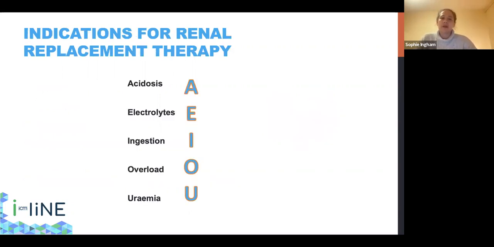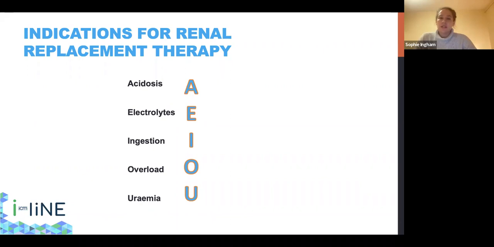So, indications for renal replacement therapy. There's a very useful and simple mnemonic called AEIOU. A stands for acidosis, E stands for electrolytes. And when we're talking about electrolytes, really we're talking about potassium. I stands for ingestion, and by that I mean toxins. O stands for overload, and U for uremia. So you may well be acidotic or have a high potassium, but dialysis is only indicated really if that is exceptionally high and is causing failure or damage to an organ system, or it is resistant to treatment.